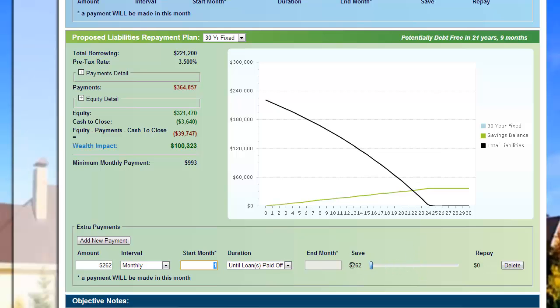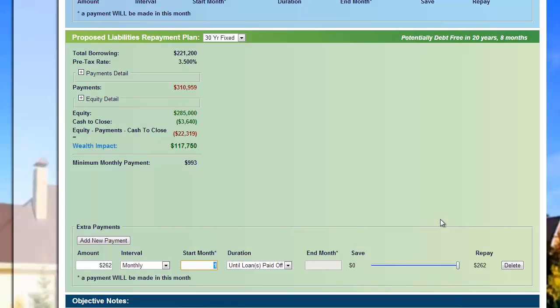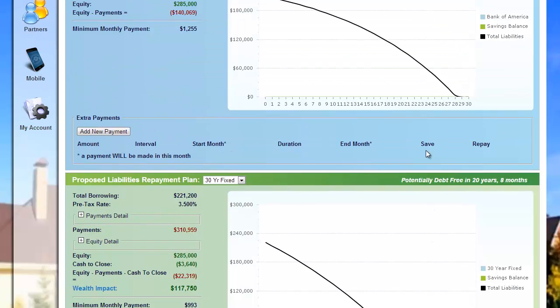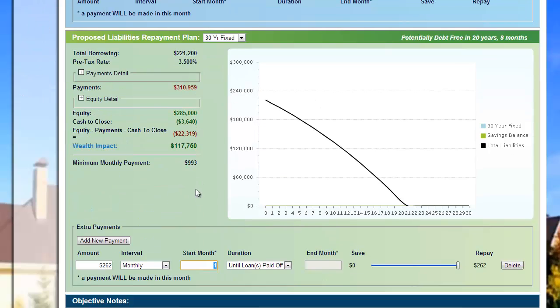If I put it all into savings, the mortgage is going to pay off in 30 years, but my savings account's growing, and I can see in 23 years, 2 months, there's enough money in my savings account to pay off the debt. If I want to take that savings that I've got from my refi of $262, put it all towards the mortgage, now what am I able to do? Up here I can show them you've got 28 years and 3 months to go at $12.55. Down here you've got a payment of $9.93 and an extra $262. If I pay that towards my mortgage, I'm going to be debt-free in 20 years, 8 months. So what's the savings?